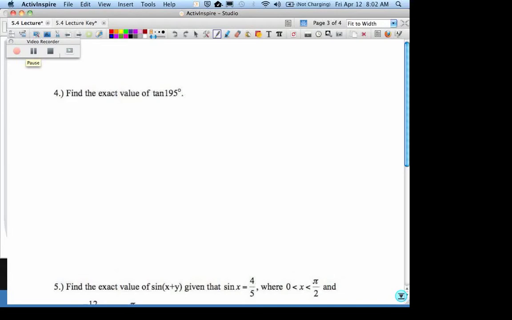Tangent of 195. What are some different ways I can get to 195? 150 plus 45. 60 plus 135.